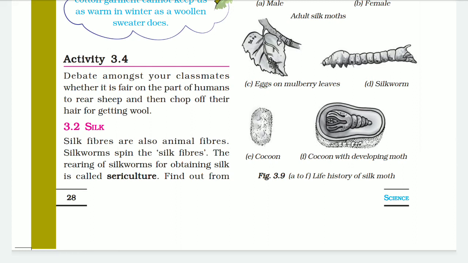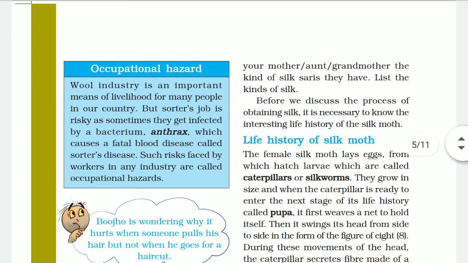Silk fibers are also animal fibers. Silkworms spin the silk fibers. The rearing of silkworms for obtaining silk is called sericulture. Find out from your mother, aunt and grandmother the kind of silk saris they have and list the kinds of silk.